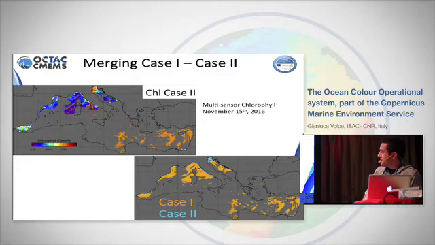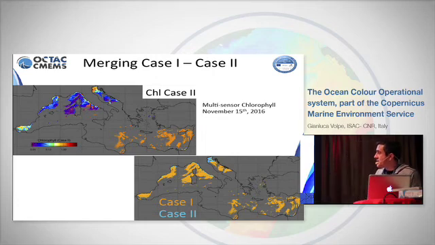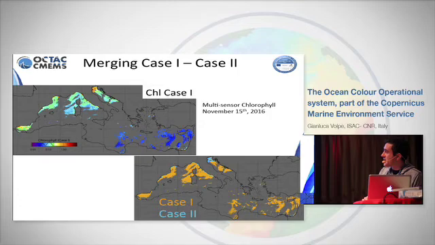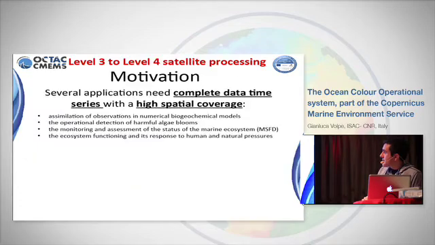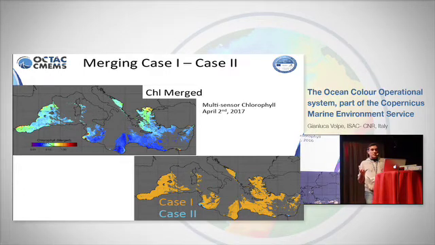This is another example, with the area affected by case 2 water being a bit wider in the North Adriatic, and where the contribution of the case 2 appears larger. So this is basically the main output from the level 2 to level 3 processing.